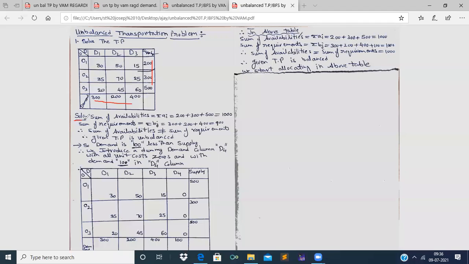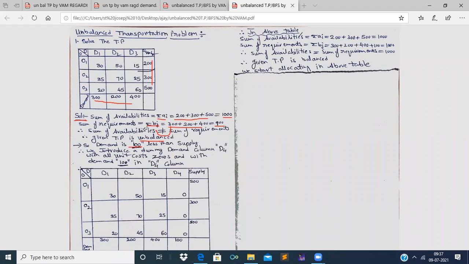So if we start the solution, we are first testing the summation Ai, that is sum of all availabilities, is equal to 1000, right? And next we are testing the sum of requirements, that is summation Bj, that is 300 plus 200 plus 400 is equal to 900. Now the sum of availabilities is not equal to the sum of requirements, therefore the given transportation problem is unbalanced. So if we check carefully, the requirement sum is 100 less than the sum of availabilities.